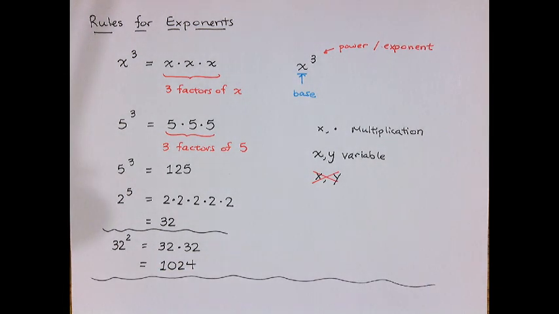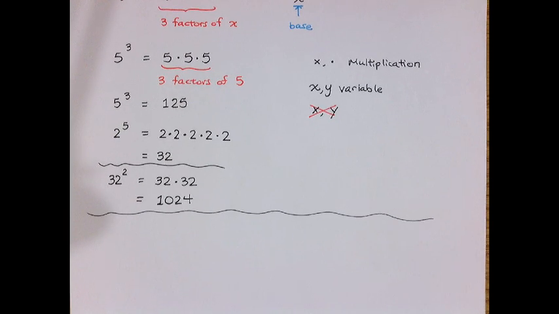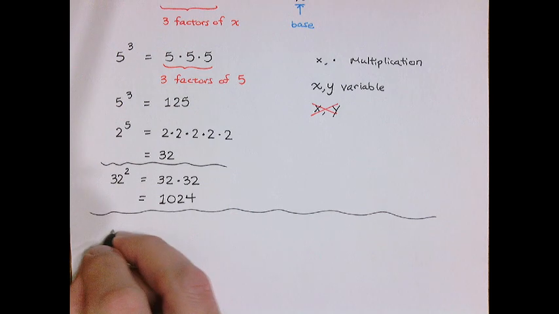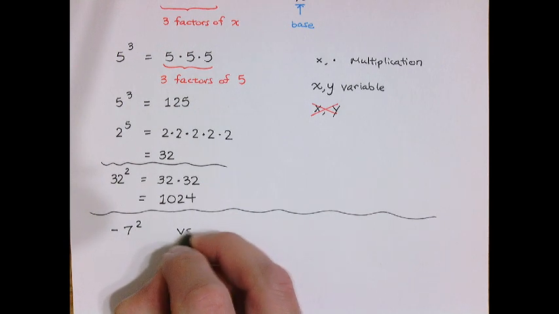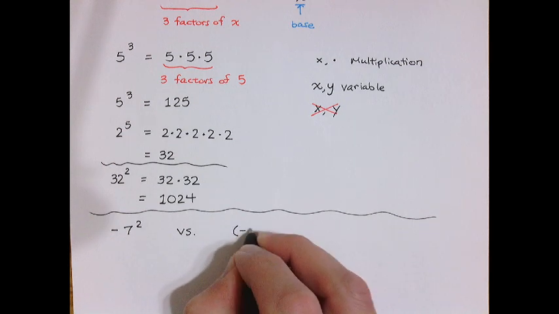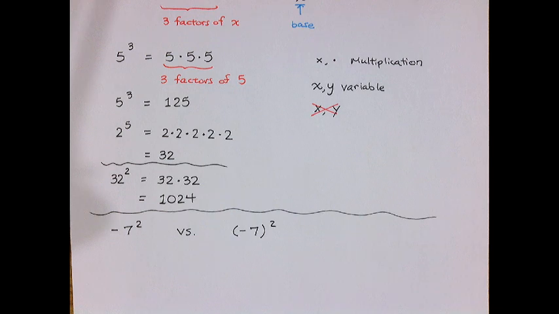Alright, now one of the things you need to be careful about is negatives when it comes to powers. So understand that if you say negative 7 squared, that's not the same thing as saying negative 7 squared like this. A lot of times students will tell me that it is the same, or they will tell me, oh, my calculator's got it wrong. No, your calculator does exactly what it tells you to do. We're going to see that here in just a moment.